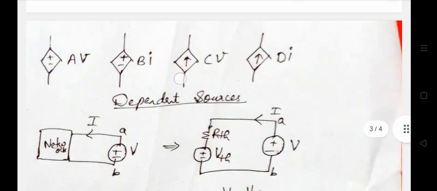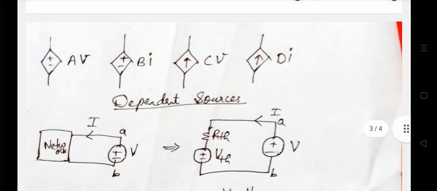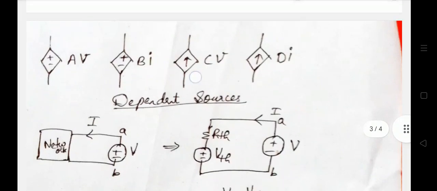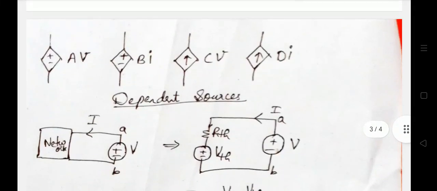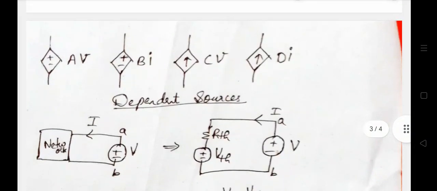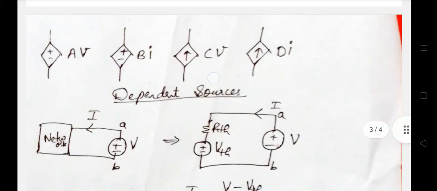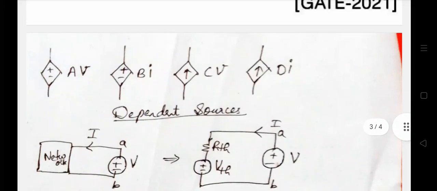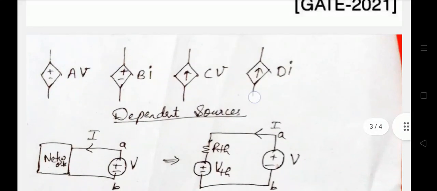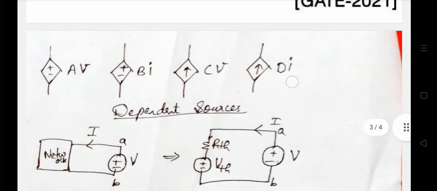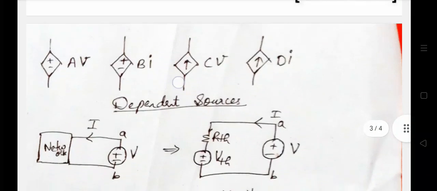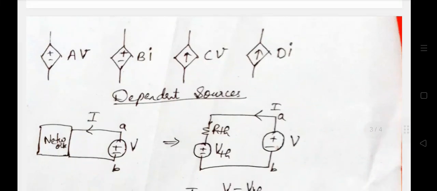Now this source is shown with an arrow, right? That arrow means this is a current source and it depends on a voltage value. So this is a voltage dependent current source. And the last one is a current dependent current source. So these are the four types of dependent sources.